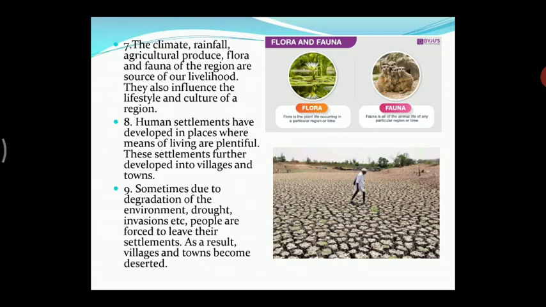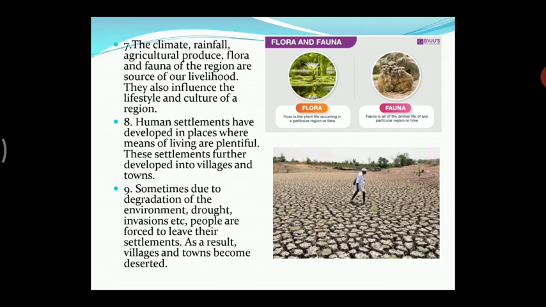In places where means of livelihood are plentiful, these settlements further developed into villages and towns. Now, villages are getting developed into towns. Towns means cities. The ninth point: sometimes due to degradation of the environment, drought, invasion, etc., people are forced to leave their settlements. As a result, villages and towns become deserted. What is degradation? Degradation means something getting spoiled. The lands are getting spoiled. Degradation means worse conditions. What are the worst conditions? Drought. Drought is where the land starts cracking, where there are cracks in the land.